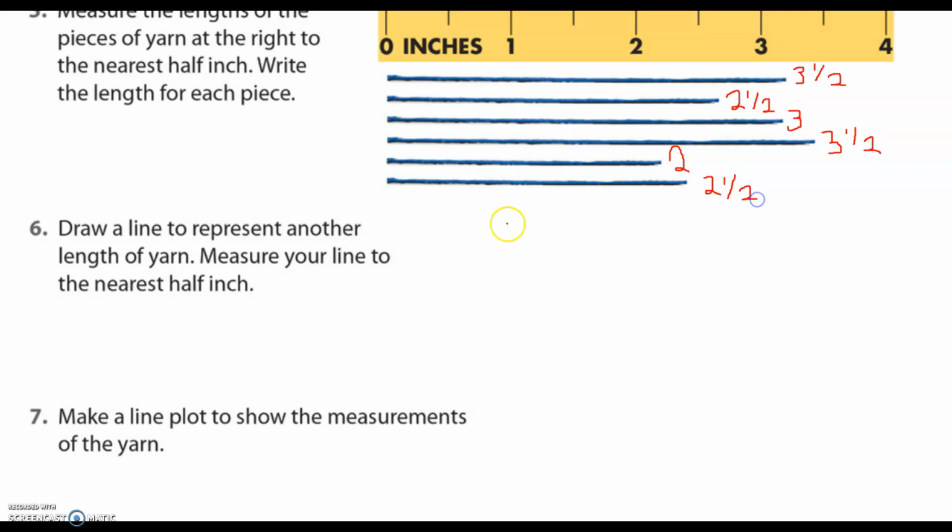Our next step is to draw a line to represent another length of yarn. Measure your line to the nearest ½ inch. So I'm going to make sure that I'm starting at the 0. And I'm going to make this one about 2 inches. Now we need to make a line plot to show the measurements of yarn. Here's my line.